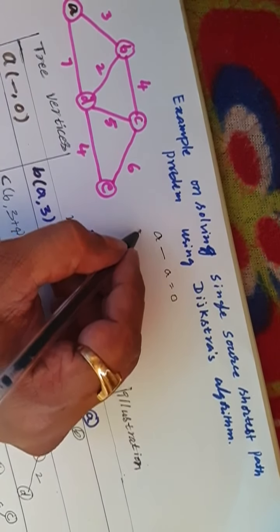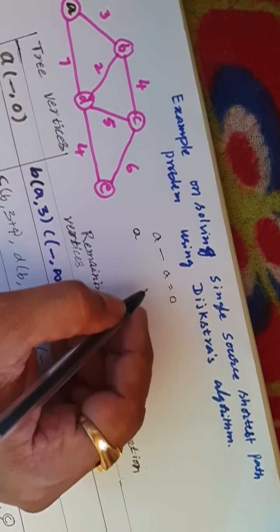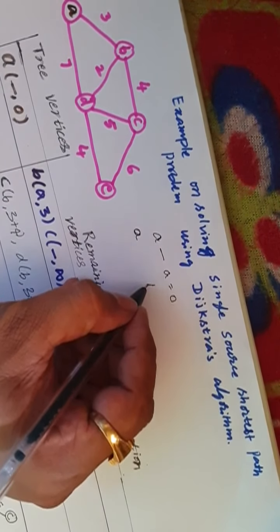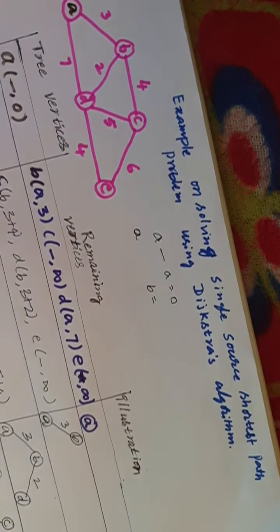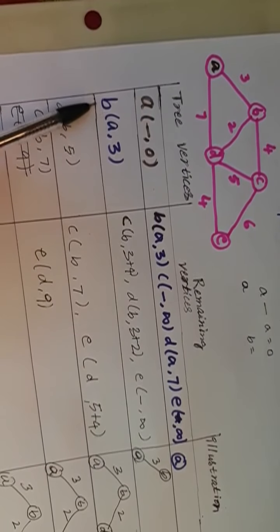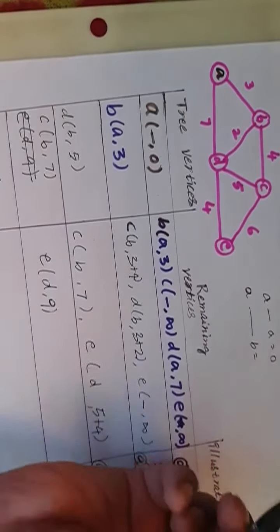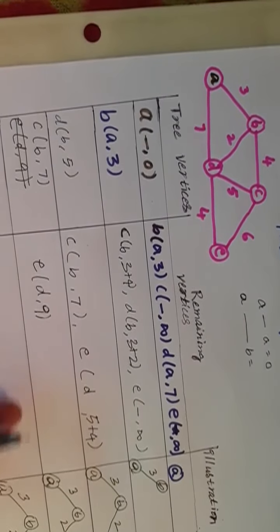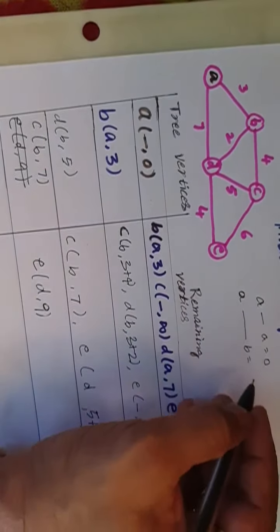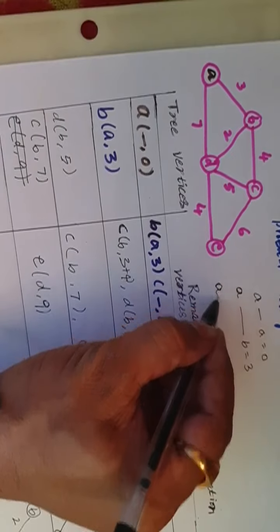Now I want to find the cost from source, because it is a single source shortest path. Source is always fixed, it's A only. Now I want to print the cost and path from A to B. So you write source first and destination is B. Go to the tree vertex column where B is selected. B is coming from A directly. So A to B cost is given along with the vertex B, it is 3.